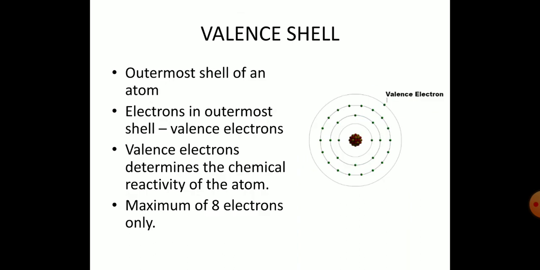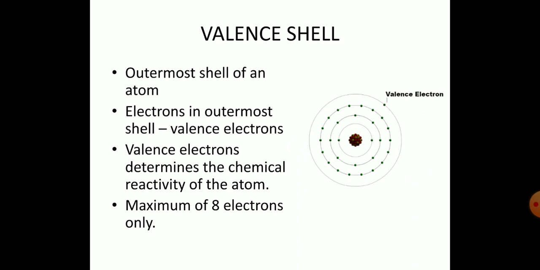Coming to the valence shell. The outermost shell of the atom is called the valence shell, and the electrons in that valence shell are called valence electrons. Look at the picture. You can see this atom. Inside the atom, there is your nucleus and all these concentric circles called orbits. The 4th orbit is the outermost orbit, and there you have only 1 electron, and that electron is called the valence electron. The outermost orbit can have a maximum of 8 electrons only. It cannot have more than that.